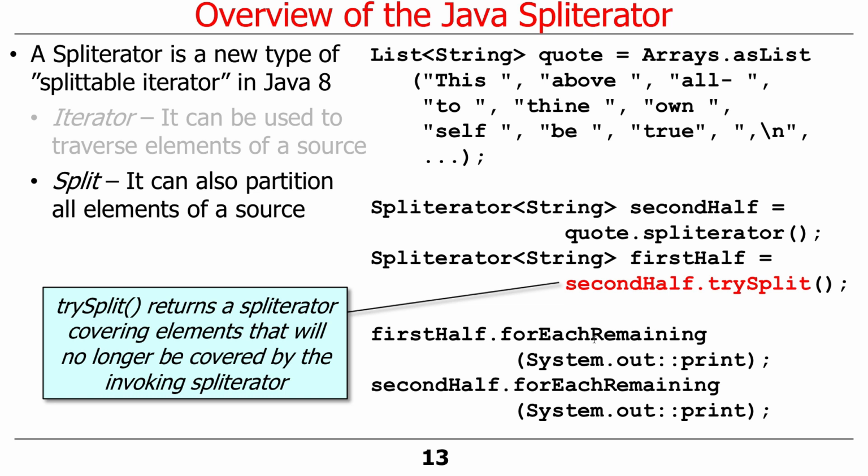Well, what it really means is that it will split the Spliterator into two parts. So what will happen is it will return a Spliterator that will cover the first half of the quote, and then it'll update the calling Spliterator to ignore the first half and only cover the second half. So that's what trySplit does. As the name implies, it tries to split the input up into two chunks, the first half and the second half.